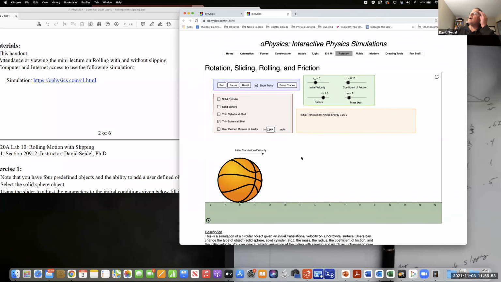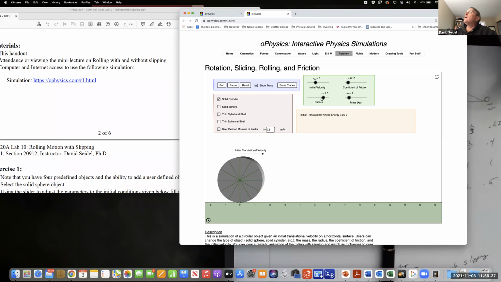So, what are our variables? We can choose a solid cylinder, a solid sphere, a thin cylindrical shell, a thin spherical shell, or a user-defined moment of inertia, in which case we get to fill in that value alpha. Notice this is I equals alpha mr squared. We're only dealing with what this value of alpha is here. So we can put in a user-defined moment of inertia. Now let's look at a solid cylinder. Remember, a solid cylinder is 1/2 mr squared.